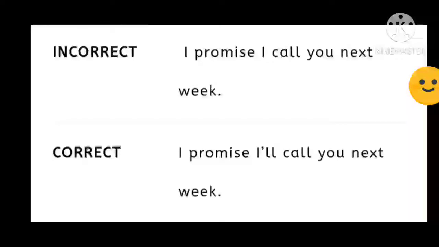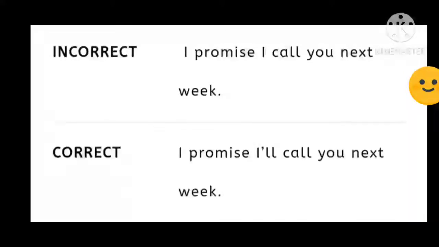"I promise I call you next week." So here, "I promise, I call you," two parts of the sentence are there. So this is a combination of two sentences. You can also call this a clause. And "I promise" is the subordinate or the depending clause. "I call you next week" is the main or the principal or independent clause.